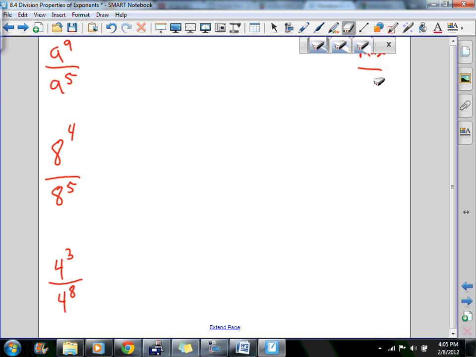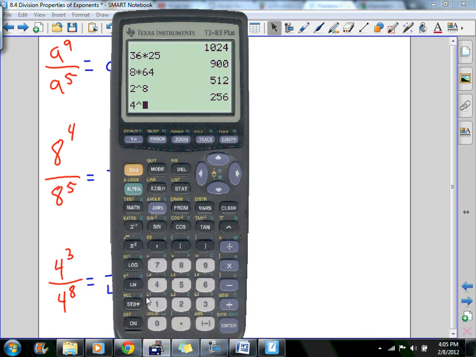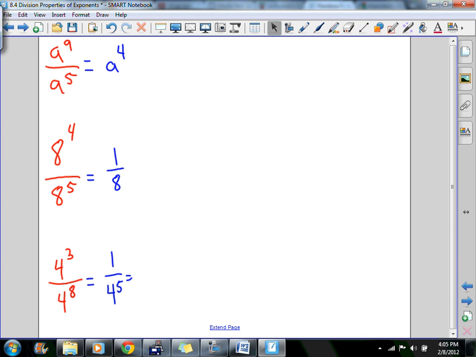So we're back. For each of these problems, they're not too bad yet. We're staying with the easy stuff. This ended up being a to the 4th. This ended up being 1 over 8, because it was 8 to the negative 1, but you had to turn it into 1 over 8. And this became 1 over 4 to the 5th, which I had to get my calculator out to figure out what 4 to the 5th was, which is 1,024. So there you go. Questions? Ask me. I'm in the room somewhere.